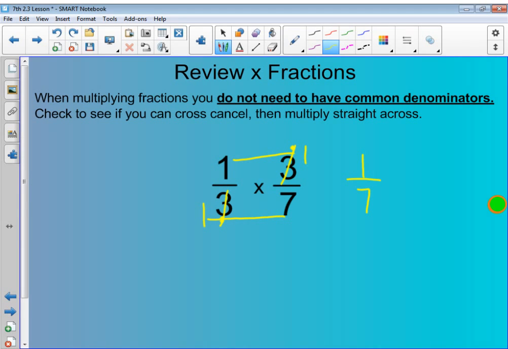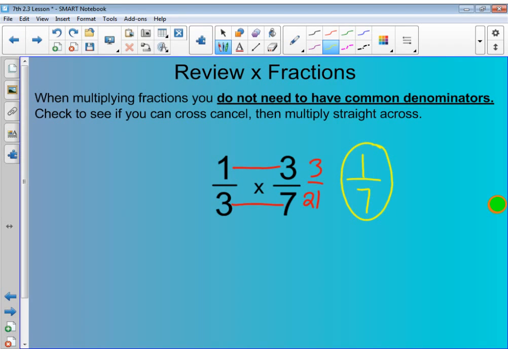Had I not done the cross canceling, we would have had 1 times 3 is 3. 3 times 7 is 21. And then we would have had to realize from that point that 3 would go into both 3 and 21, which would then take us back to this 1/7. So cross canceling is something that will help you in not having to reduce larger numbers. So it's something, if you're comfortable with, to go ahead and try it out and see if you can get more comfortable with it.